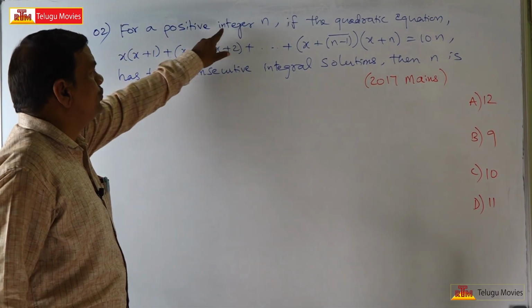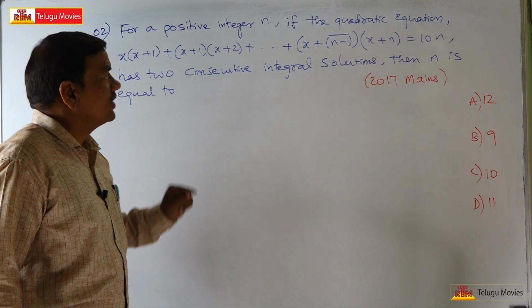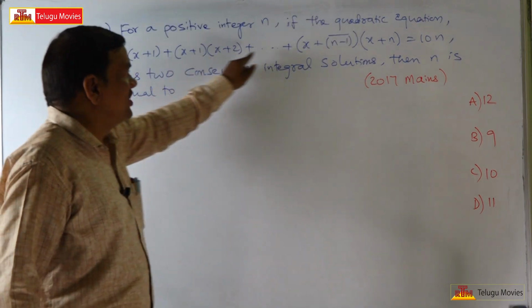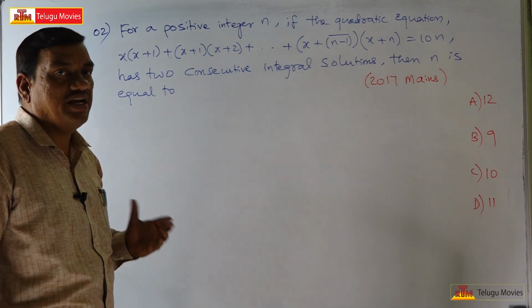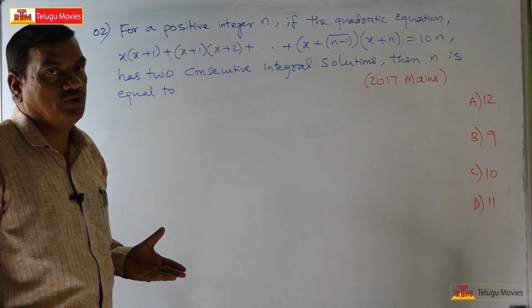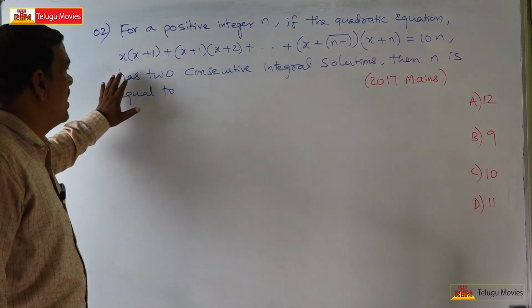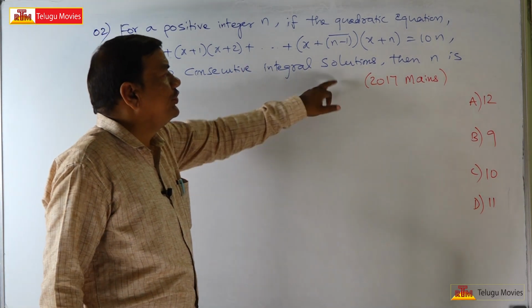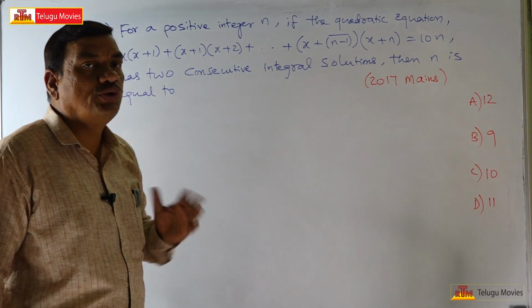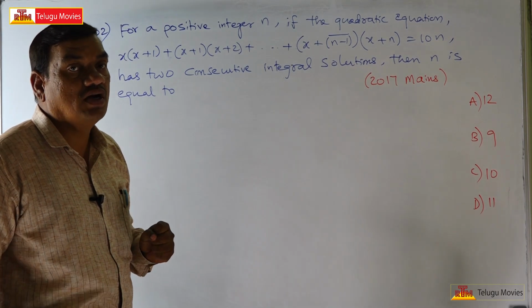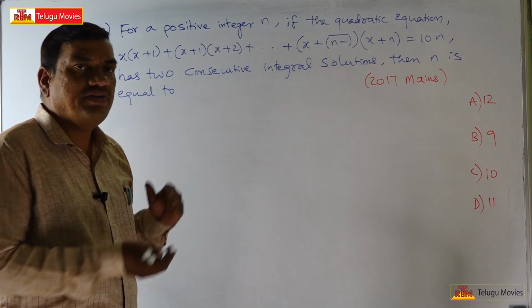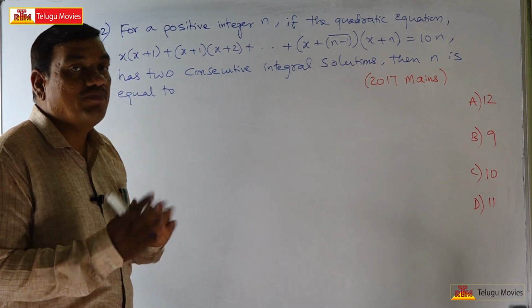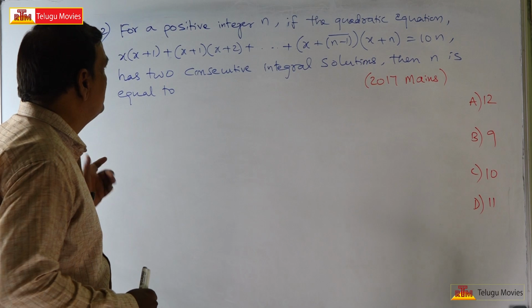For a positive integer n, if the quadratic equation, which is given but not in our general form ax square plus bx plus c equal to 0, has two consecutive integral solutions, then n is equal to. Consecutive integral solutions means what? 2, 3, or 5, 6, or 8, 9, otherwise minus 7, minus 8. That type of two solutions.